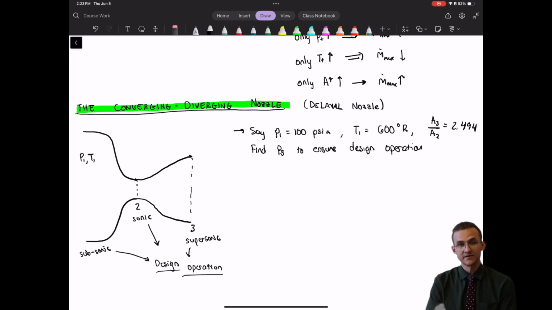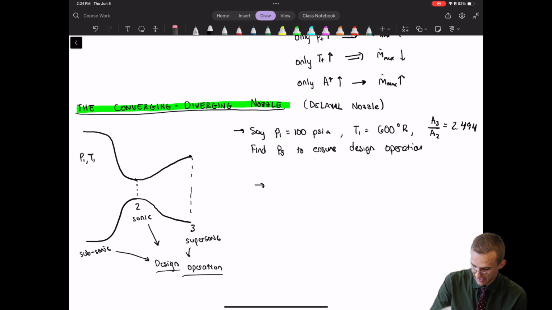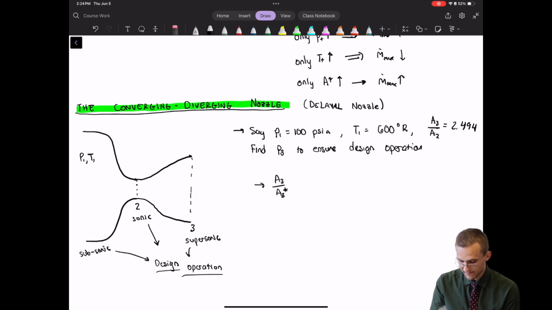So we want supersonic flow at the exit, right? So the first thing that we want to do is find what the Mach number at state 3 would be. And the way we can do that is by finding A3 over A3 star, using the fact that we know what the Mach number at state 2 is, and we know what the area ratio between 3 and 2 is.